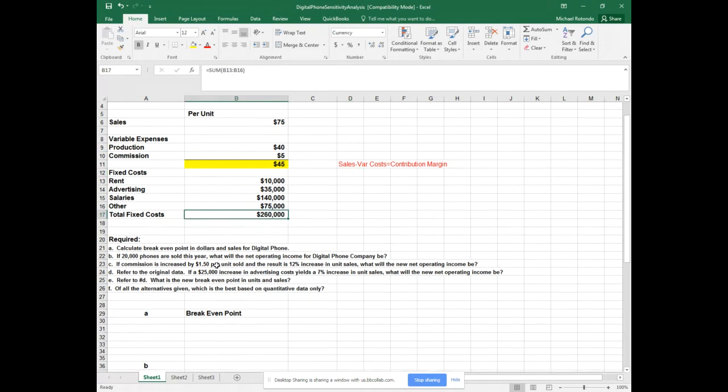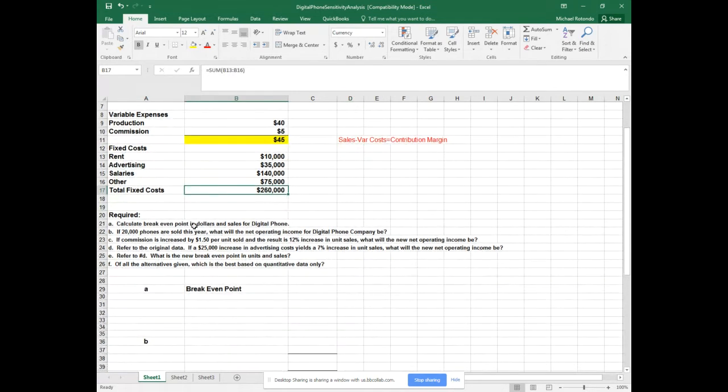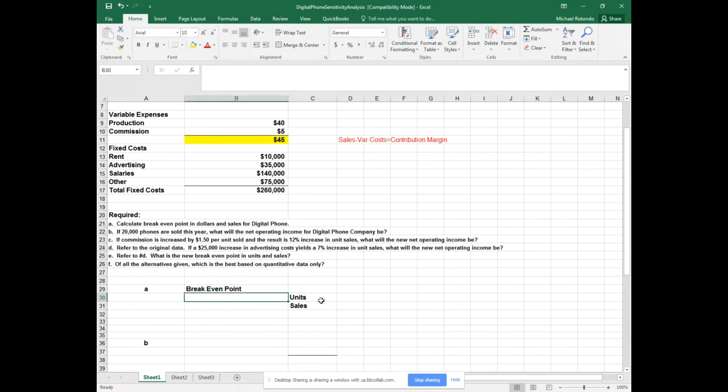Okay, so we're asked to calculate the break-even point in dollars in sales for Digital Phone. And what I mean by that is units. So how many units do we have to sell? And what are the actual sales dollars that they're going to have to earn in order to break even? So remember, to calculate break-even point in units, we have to take fixed expenses over our unit contribution margin.